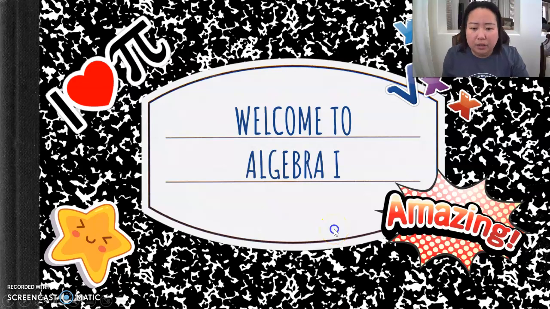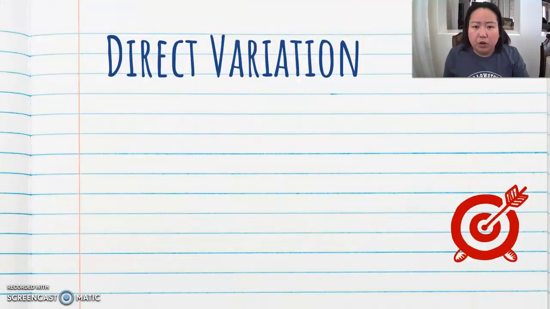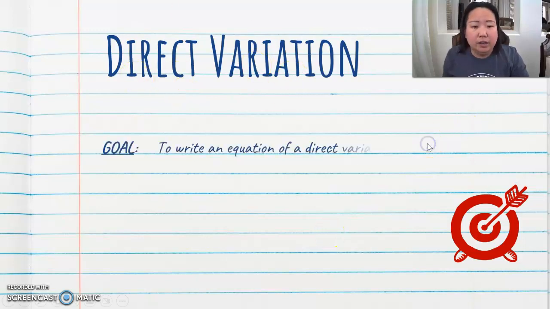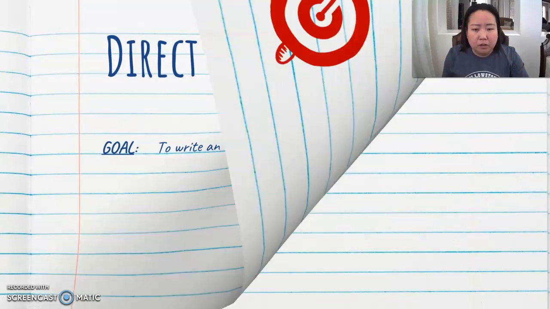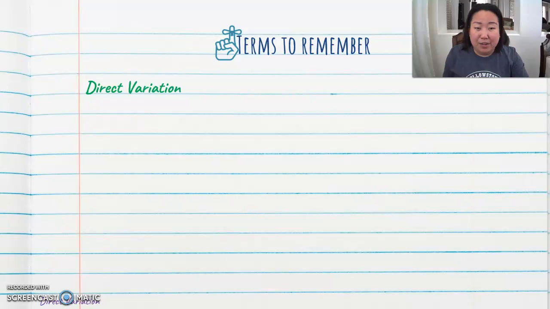Hi everybody. So this time we will be working on our next lesson, and that is going to be about direct variation. And so our goal is to be able to write an equation of a direct variation. So what is a direct variation? That's the first question, as usual.